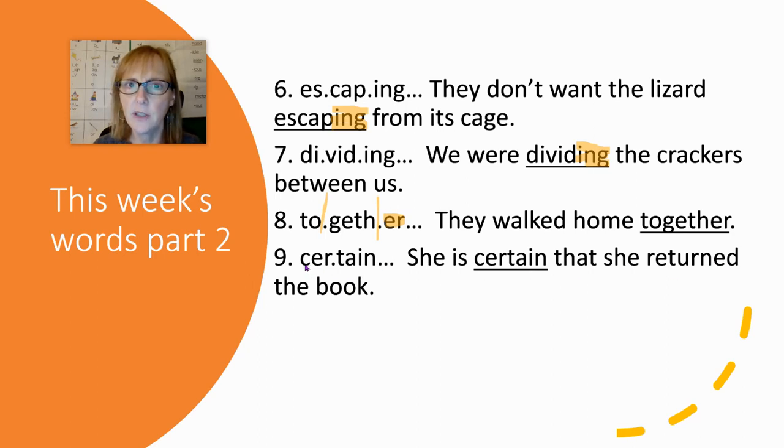Certain is a tough one to remember, in part because we have the er, sir, C-E-R for the first syllable, and then we have T-A-I-N, where the A-I turns into a schwa, certain. It's just got kind of this schwa sound at the end, but it is spelled A-I.